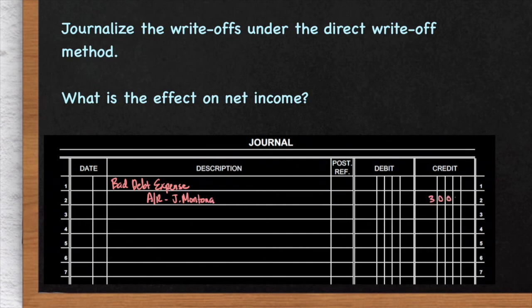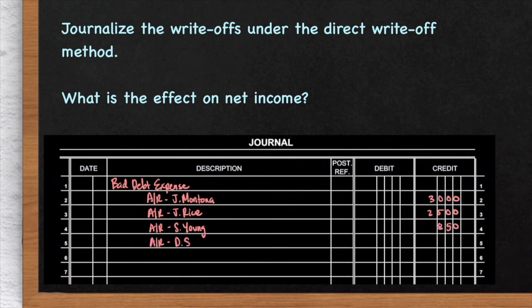First one is accounts receivable, Joe Montana, for $3,000. Next customer is accounts receivable, Jerry Rice, for $2,500. Accounts receivable, Steve Young, for $850.